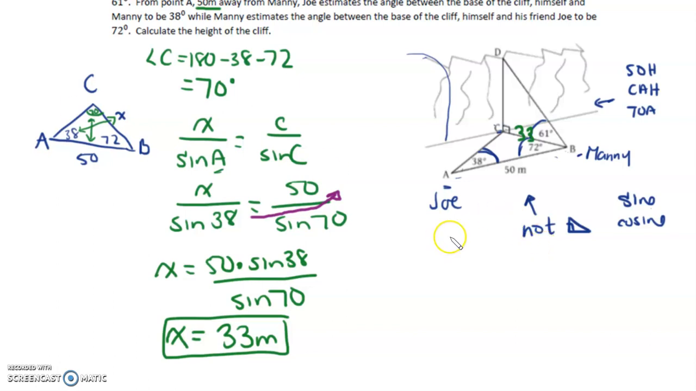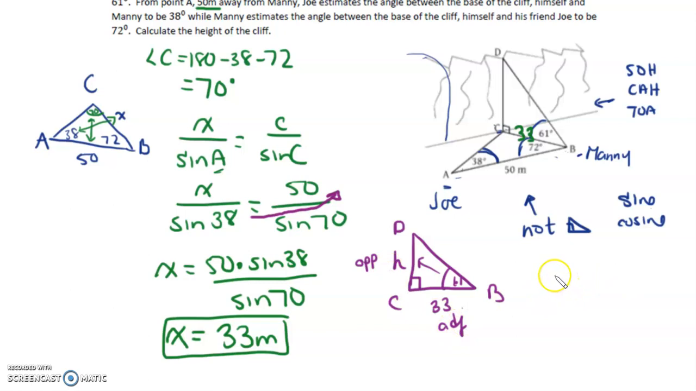So let's redraw this triangle DBC. D, B, and C. This is the right angle, this is 61 degrees, and this is 33. So we're looking for the height. Let's call it H. The height is going to be opposite the 61, and the 33 is going to be adjacent. With opposite and adjacent, we're going to use tan. So it's going to be tan 61 equals H over 33.